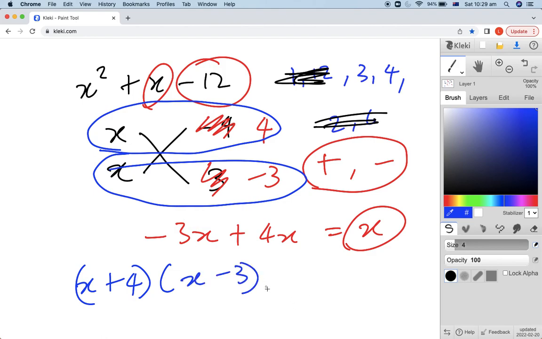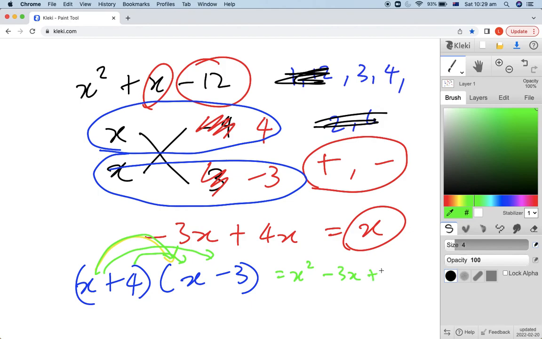Perfect. And to test, if you want to make sure that you're correct, we can expand to make sure that our expansion is correct. So x times x gives us x squared. x times minus 3 gives us minus 3x. 4 times x gives us 4x, so we can flip them around, it's the same thing. And 4 times minus 3 gives us minus 12. So what we're left with is x squared plus x minus 12, which is just what we started with.